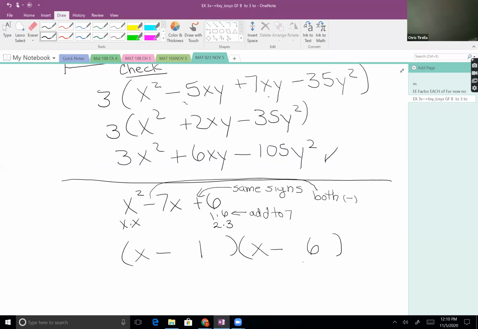I got it, but I just messed up remembering that the different signs mean they're both negative. So I had x plus 6 and x minus 1. I made the signs different instead of the same. If they multiply to be a positive, if that last one is positive, the signs are always going to be the same. And if they're the same, they will always be with the middle sign.